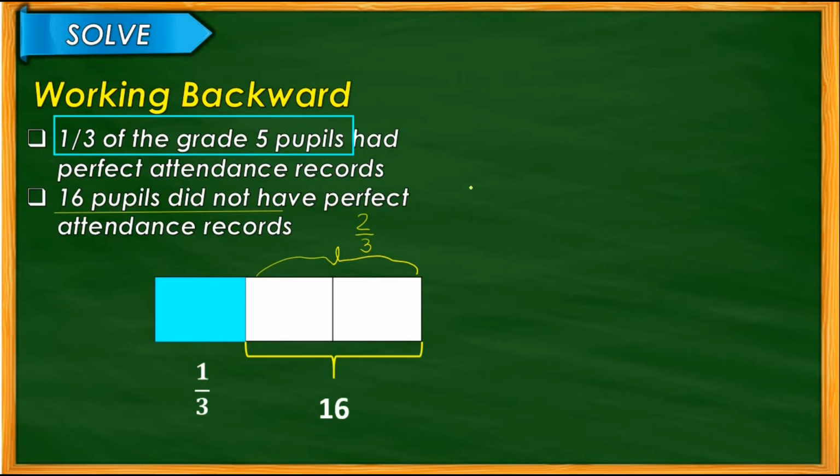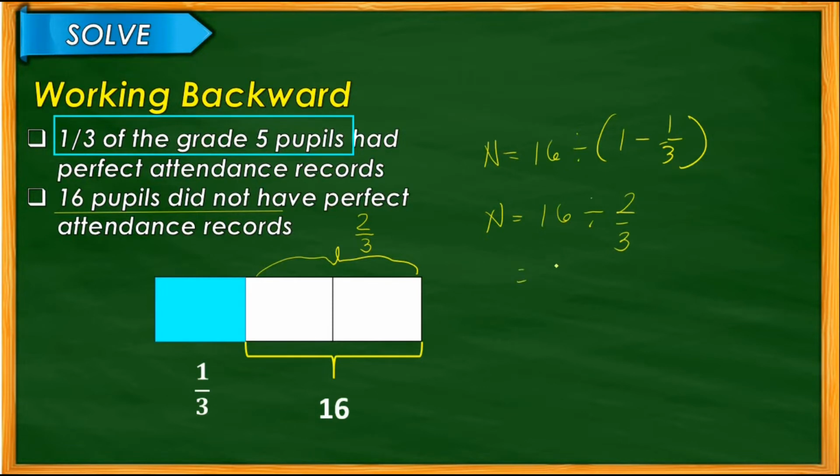Okay, so let's use the number sentence. N is equal to 16 divided by the quantity of 1 minus 1/3. So this would be more complicated using working backward. 1/3, so the remaining part is 2/3. So n, this would be the new number sentence, 16 divided by 2/3. So let's solve this one.